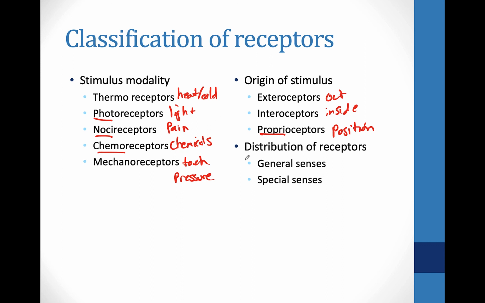We can also distinguish receptors based on general senses or special senses. A general sense is something that is widely distributed, and it's going to be relatively simple as far as the receptor. So this would be something like touch, pain, pressure. Special senses are typically local, usually on the head, and they're fairly complex senses. So these are going to be hearing, vision, olfaction, which is taste and smell.